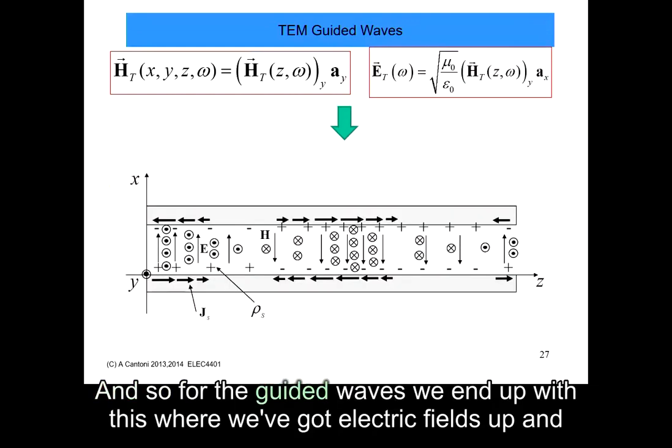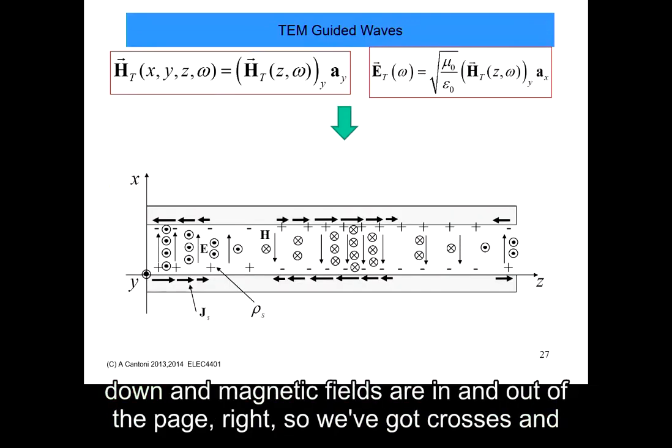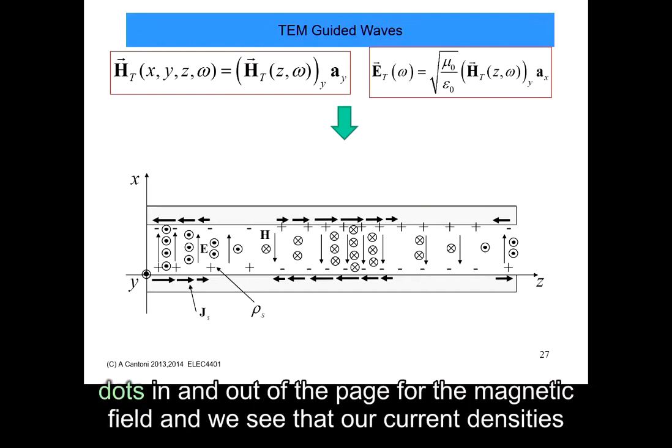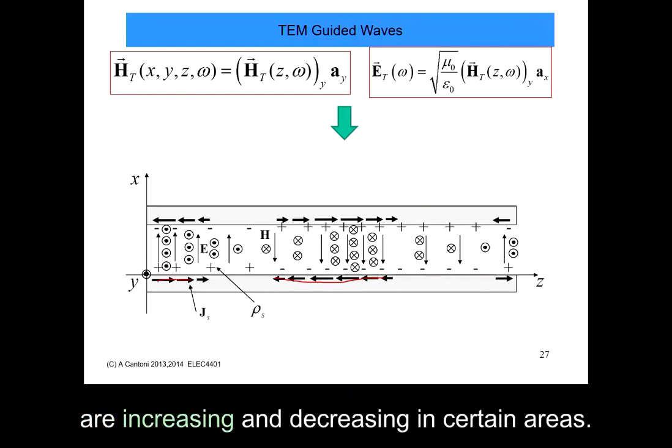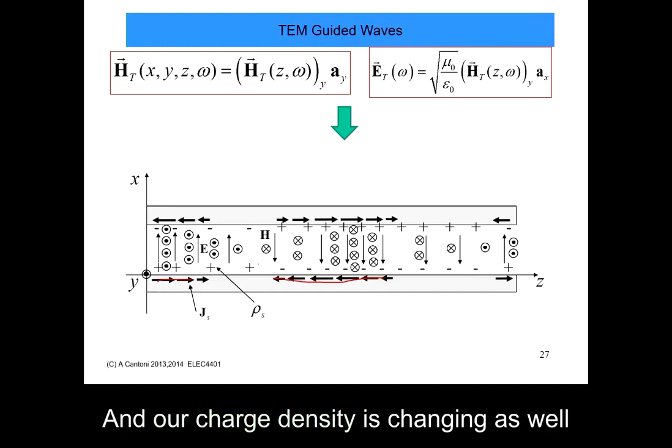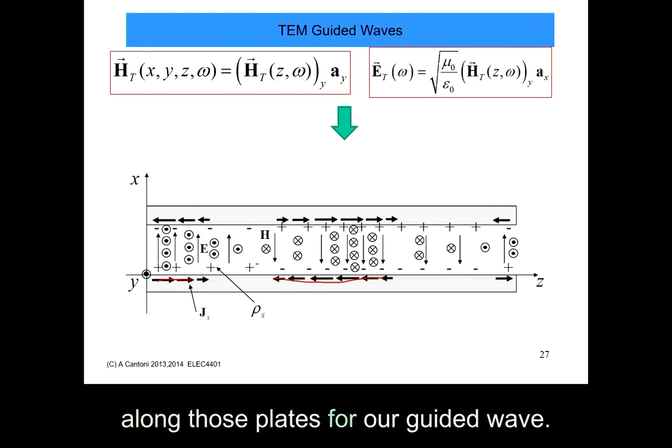And so for the guided waves, we end up with this, where we've got electric fields up and down, and magnetic fields are in and out of the page, right? So we've got crosses and dots in and out of the page for the magnetic field, and we see that our current densities are increasing and decreasing in certain areas. And our charge density is changing as well along those plates for our guided wave.